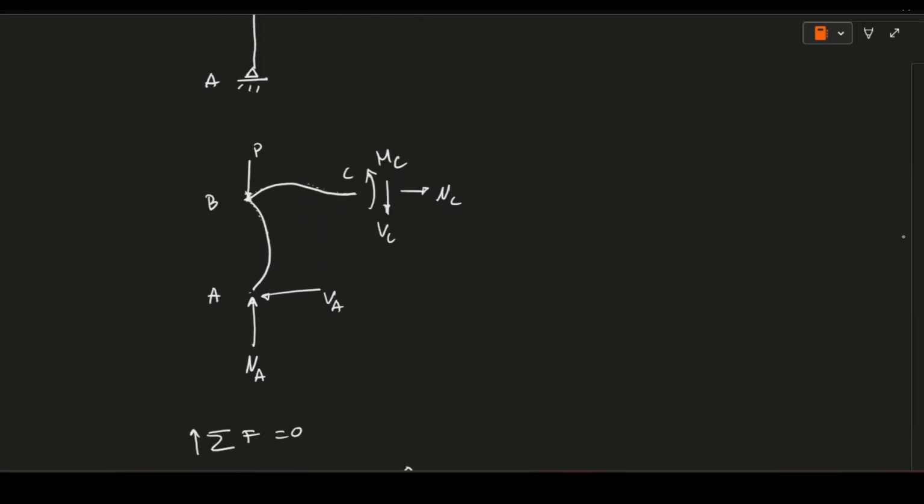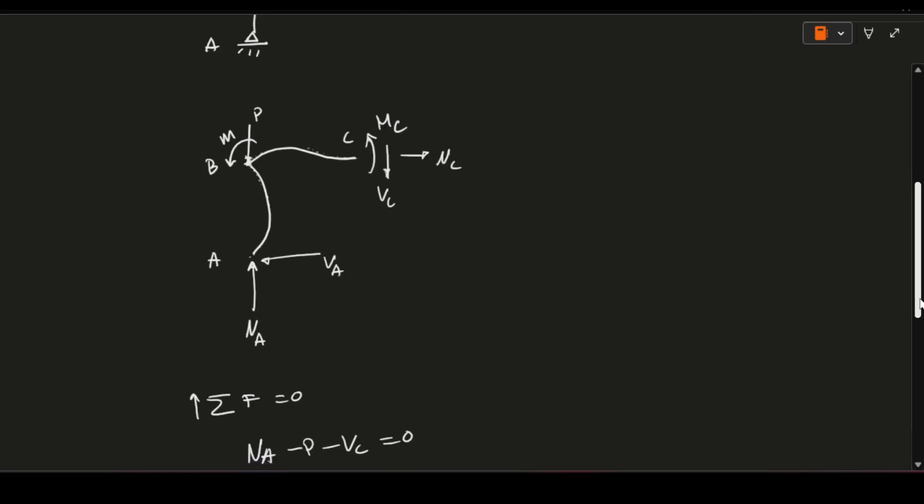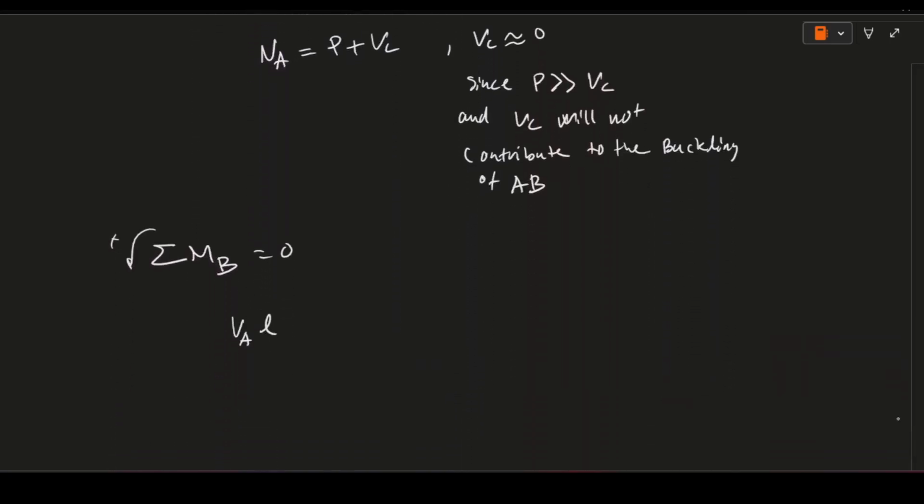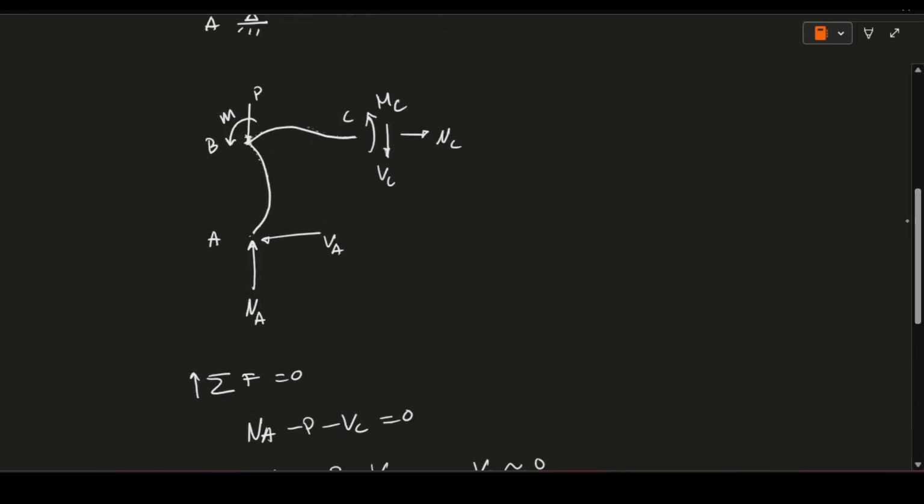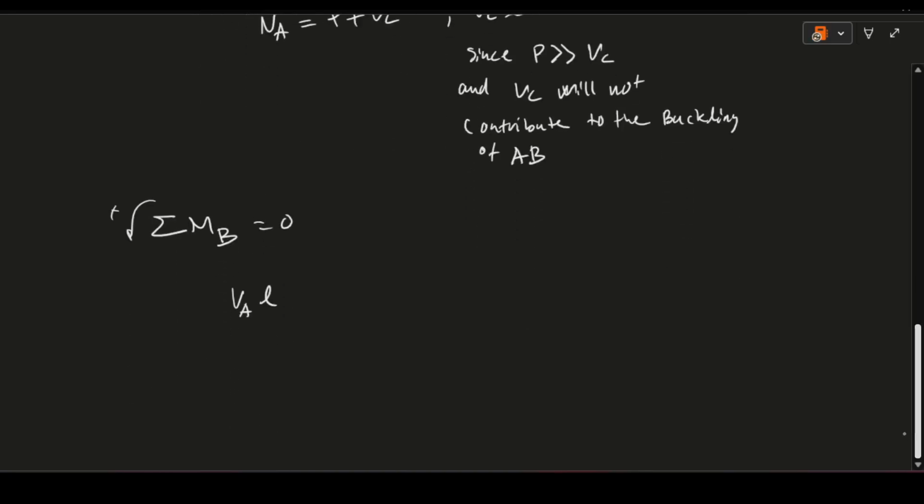And since we have a rigid joint at B, and there is a moment transfer, we can safely assume that there has to be a moment at B as well. So minus VA times L plus M should be equal to 0. If you solve this, VA must then be equal to M over L.